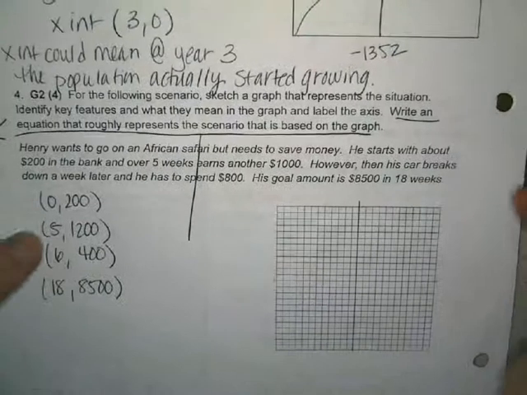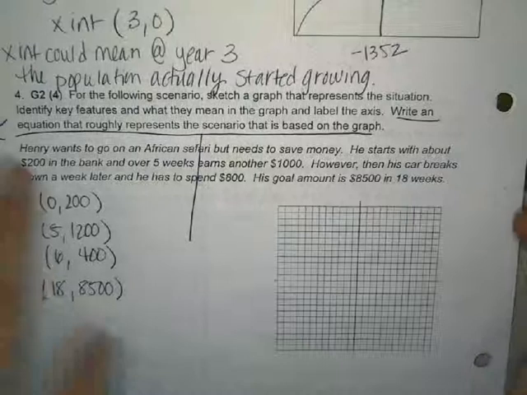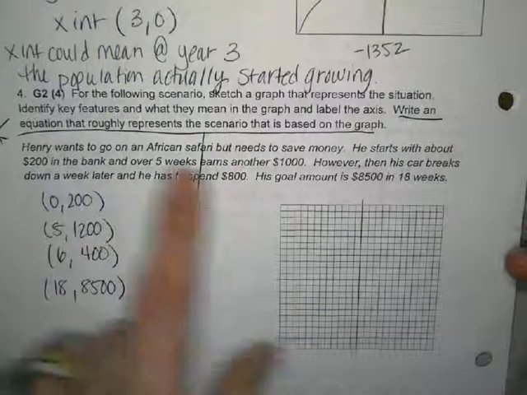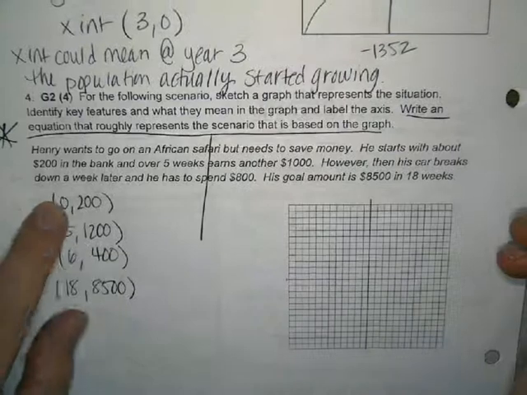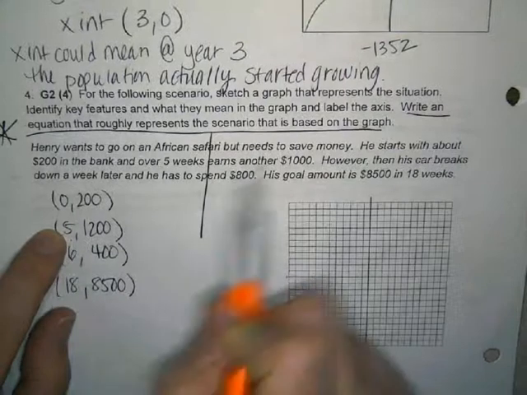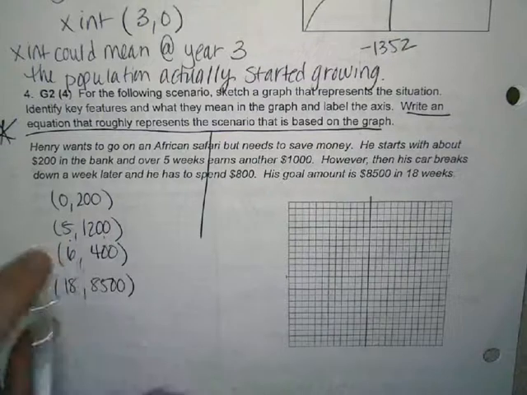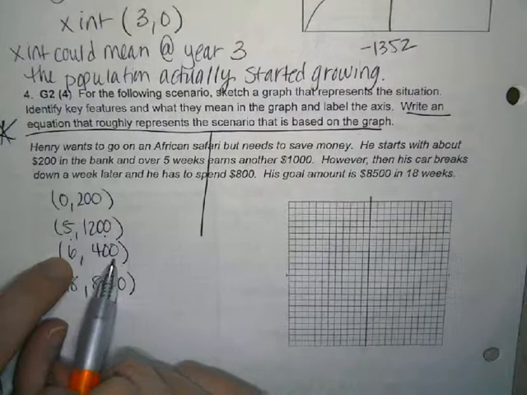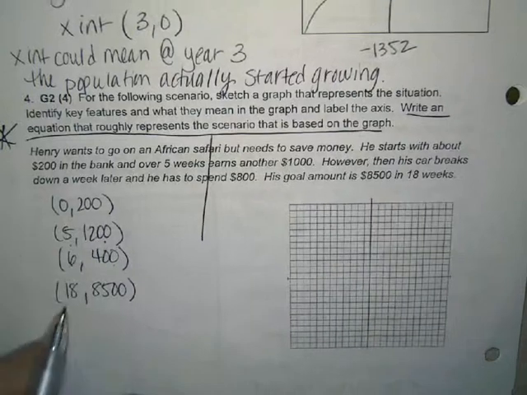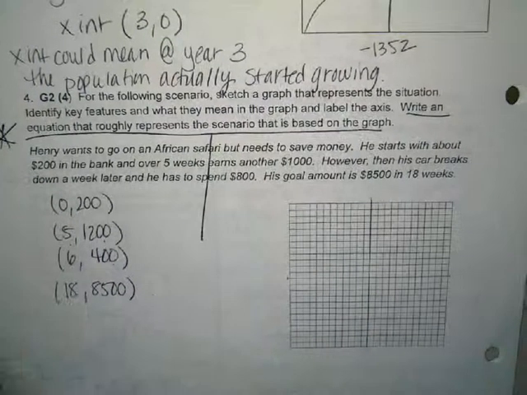For number 4, these were the data points that I was able to pull off of this paragraph. You start first week with $200 in the bank. Over 5 weeks, he earns another $1,000, so now he has $1,200. Then the next week, his car breaks down, and he has to spend $800 to get it fixed, so now he's down to $400. But at the end of 18 weeks, he wants to have $8,500.